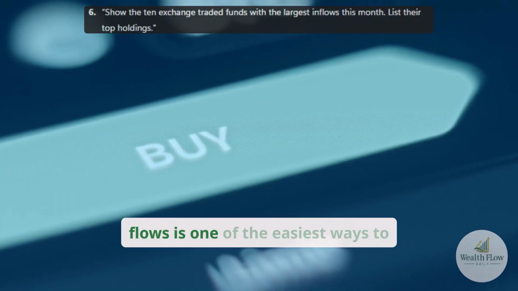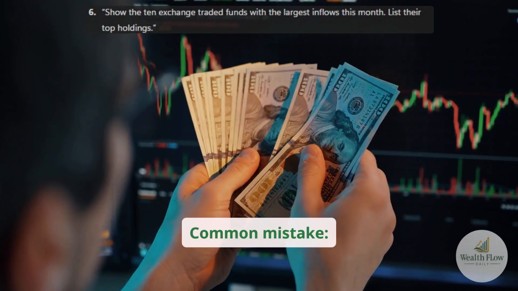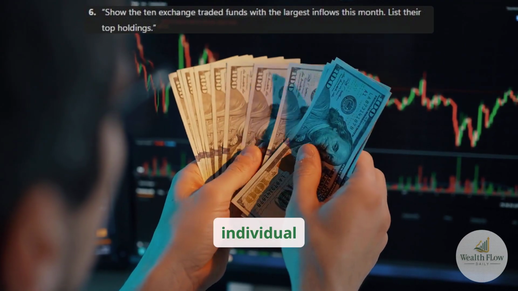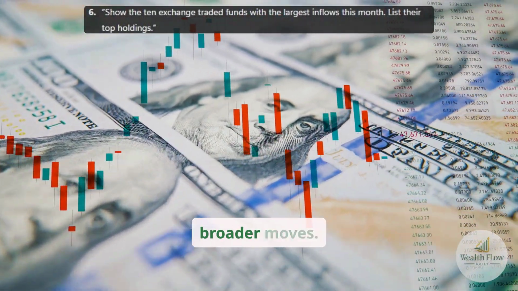Watching ETF flows is one of the easiest ways to track big money trends. Common mistake. Beginners often watch only individual stocks. Fund flows can be a leading signal for broader moves.